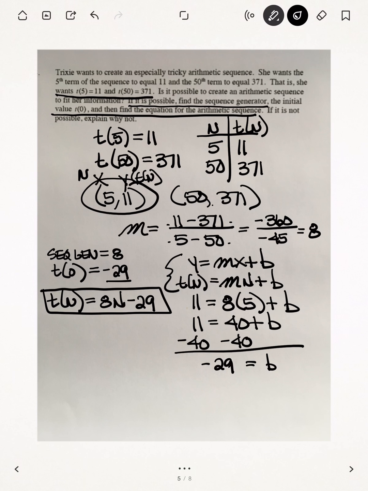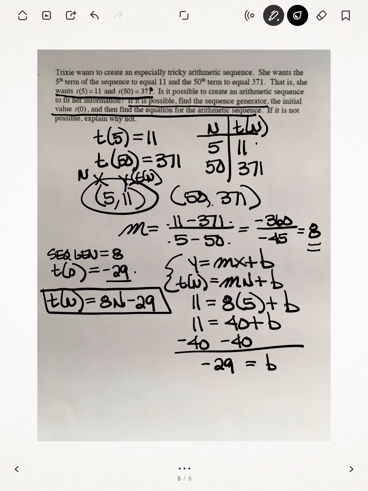So they gave us 2 points. If we have 2 points in our sequence, we can write them as ordered pairs. We can use our slope formula to find the sequence generator, or our slope. And then we can use the y equals mx plus b to find our b, which is really our starting point right there.